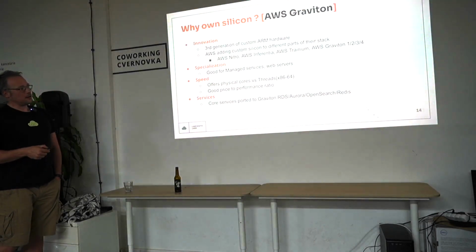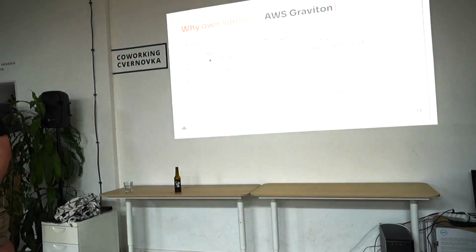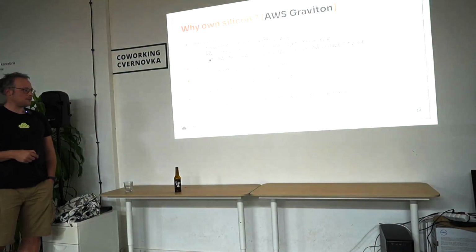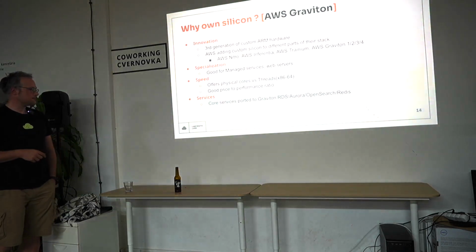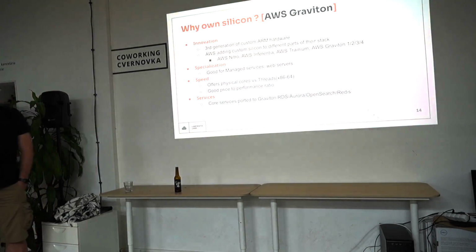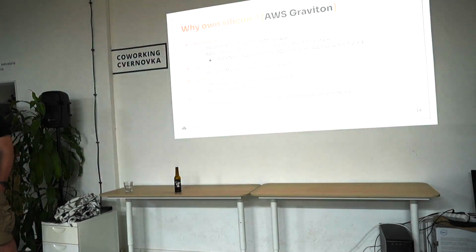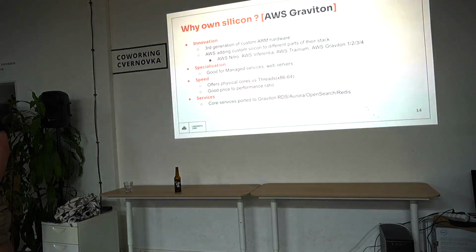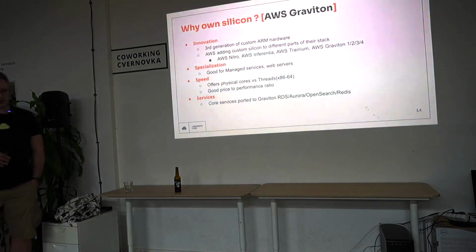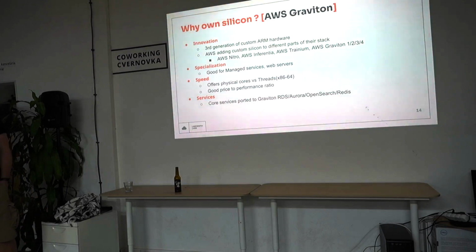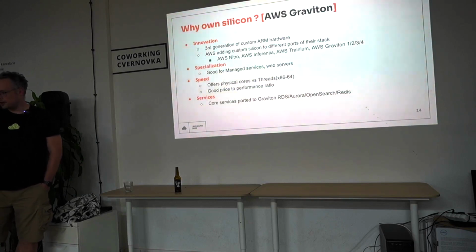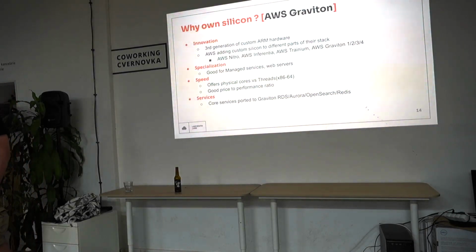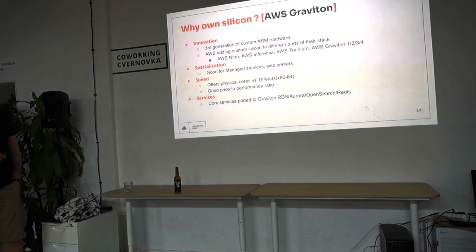So you have your own physical cores running your workload. Also, as I said, ARM instances are much cheaper to run for AWS, so you have a better price to performance ratio too. And what AWS did, and we saw quite a good difference there, was that they moved most of their managed instances to Graviton. So you can run Redis, RDS, OpenSearch, Kafka on ARM, and the performance is much better.